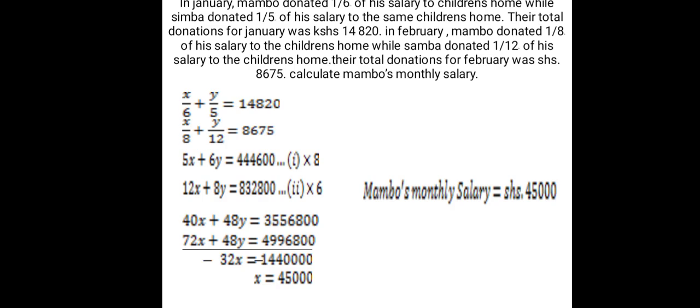Now we solve by elimination. I've eliminated y to get the value of x to be 45,000. Now substituting, we are only asked to find Mambo's salary, and Mambo is the value x. So Mambo's salary is 45,000. You can substitute x in one of the equations to get the value of Simba's salary if you want, for practice.